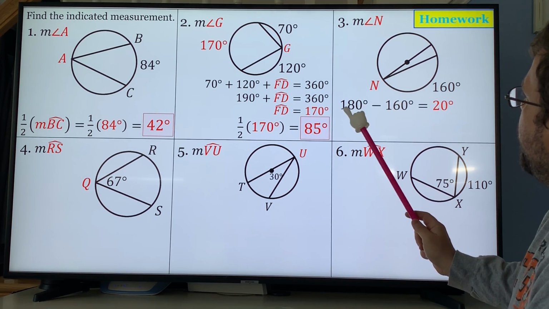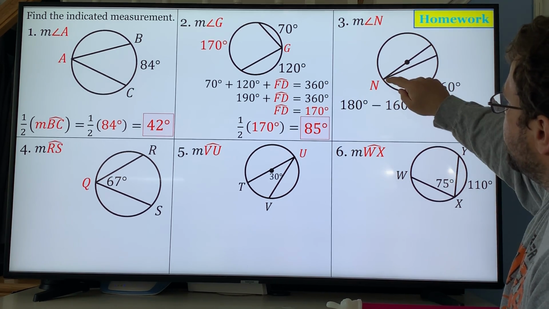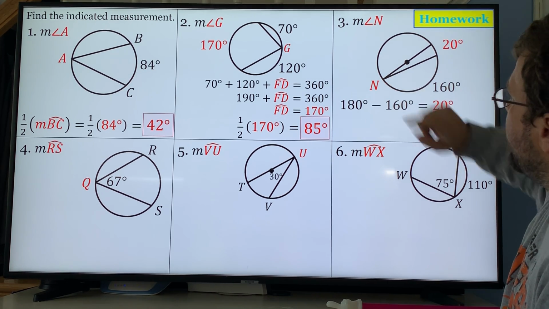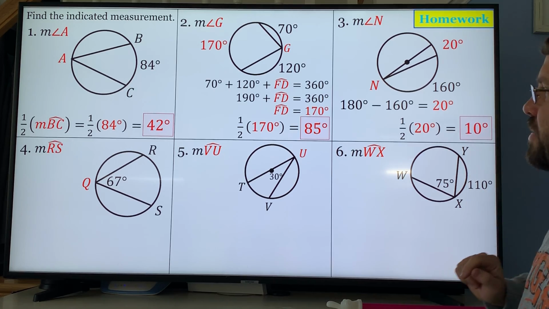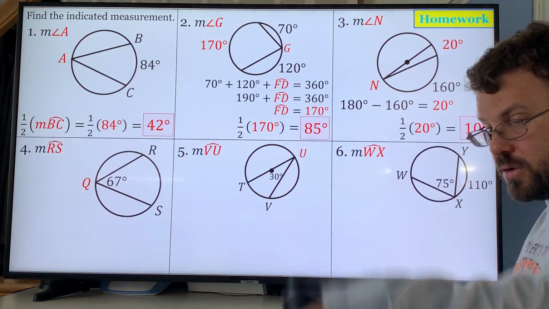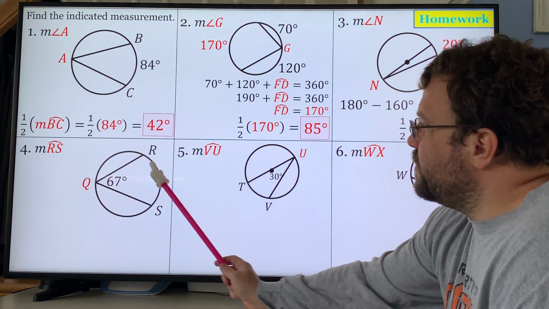Find angle N. Well, 180 minus 160, since this whole thing is 180, and this piece is 160, that means this little teeny piece right here is 20. Angle N is half of 20, which is 10. All right? You got to keep on using 360 or 180, depending on if it's the whole circle or if it's the diameter.